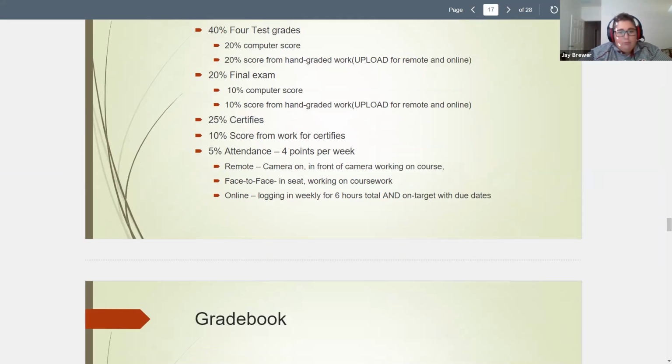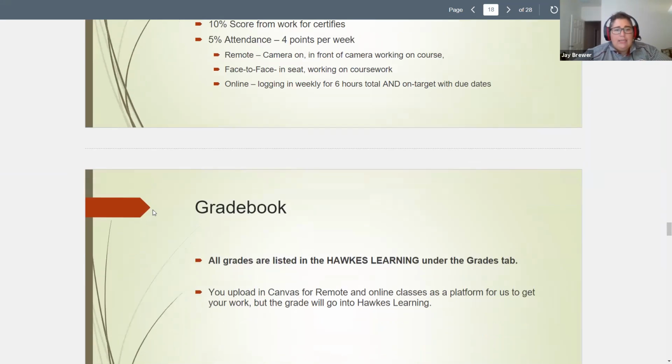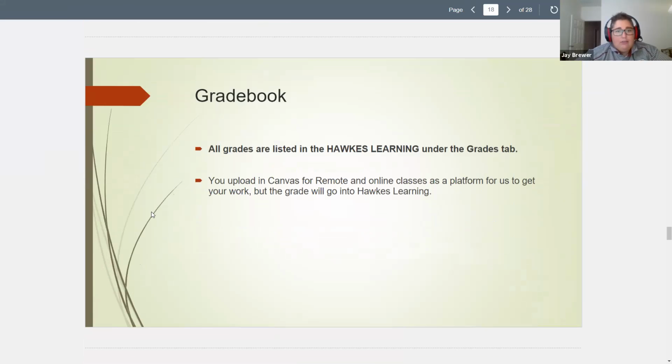Online, which is what we are, means logging in weekly for 6 hours total and trying your best to stay on target with due dates. Okay, so you could log in every week for 6 hours and then fall behind on the due dates. And instead of getting 4 out of 4, you might end up with 3 out of 4. So it just depends on how far away you are from those due dates.